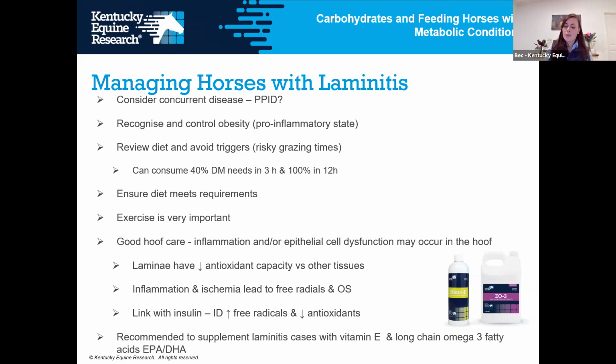So if you are having to reshape hooves and work with feet, potentially considering a hoof supplement can be quite advantageous. Now, we know that these laminae do have a reduced antioxidant capacity compared to some other tissues in the body, and given that obesity is a pro-inflammatory state, and reduced blood flow can lead to increased free radicals, oxidative stress is a very real risk. So supplementing horses with vitamin E is probably the most advisable antioxidant, and also considering those long-chain omega-3 fatty acids coming from fish oil, because they're going to have the most potent anti-inflammatory effect.